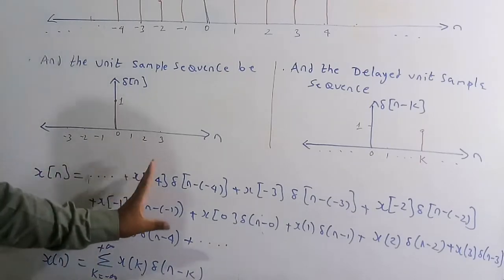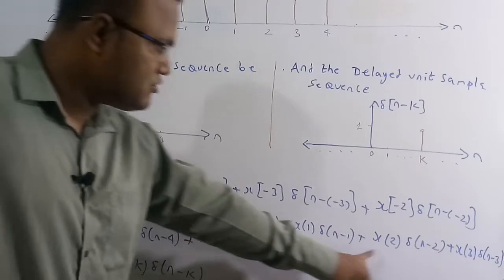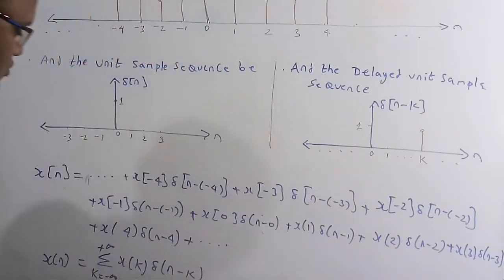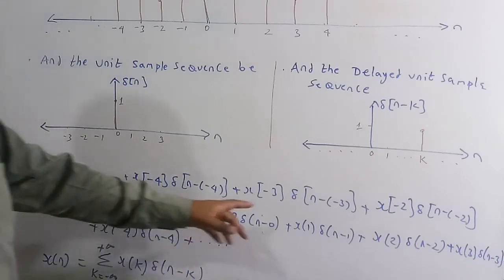So simply all these things we can write as x of n is equal to sigma k is equal to minus infinity to plus infinity x of k into delta of n minus k. So let me take here when n is equal to plus 2, so x of 2 into delta of n minus 2. Yes, it is there. So x of plus 2 into delta of n minus 2. So therefore if you take n is equal to minus 1, x of minus 1 into delta of n minus of minus 1. Yes, it is also there.